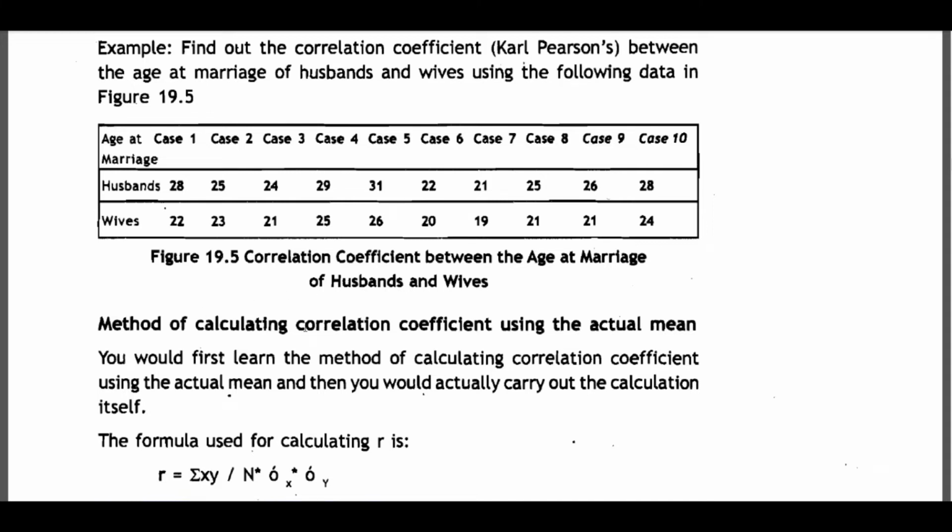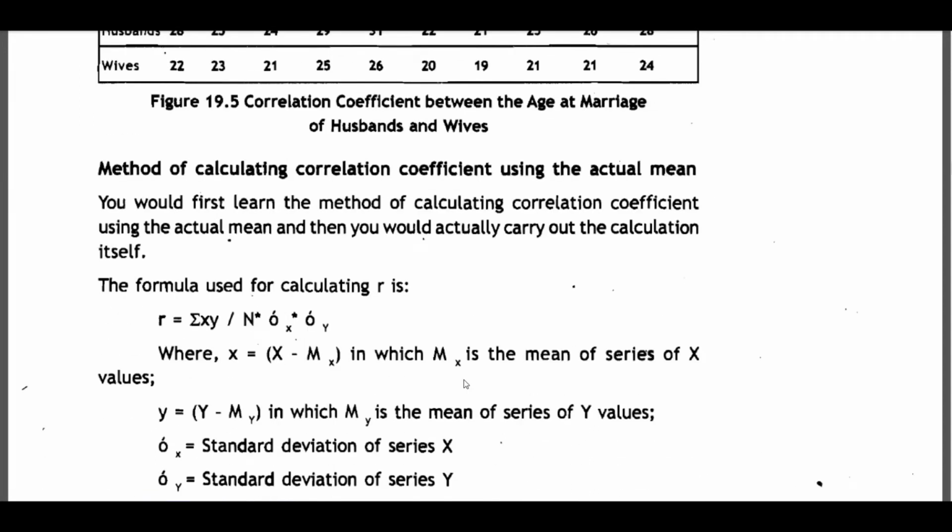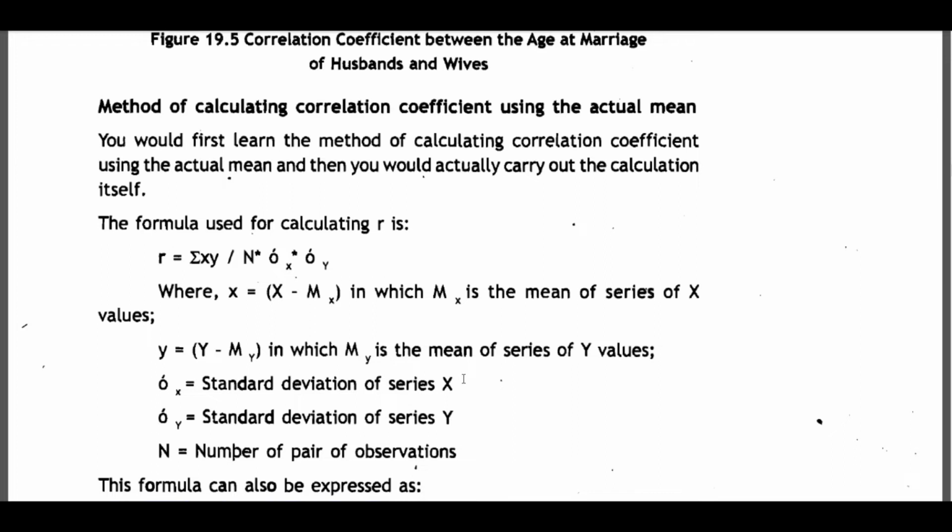So, the method of calculating the correlation coefficient using the actual mean. You would first learn the method of calculating the correlation coefficient using the actual mean, and then you would actually carry out the calculation itself. The formula used for calculation is r is equal to sigma xy divided by n into sigma x into sigma y.